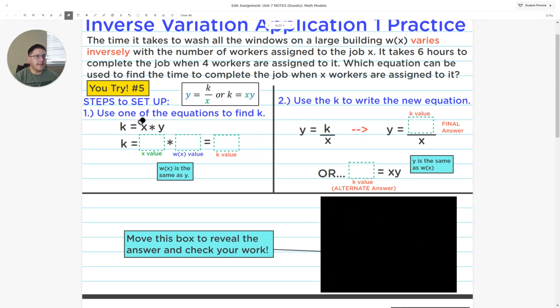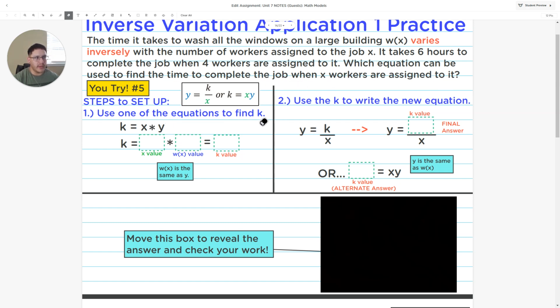You try number 5. The time it takes to wash all the windows on a large building, W of X, varies inversely with the number of workers assigned to the job, X. It takes 6 hours to complete the job when 4 workers are assigned to it. Which equation can be used to find the time to complete the job when X workers are assigned to it?